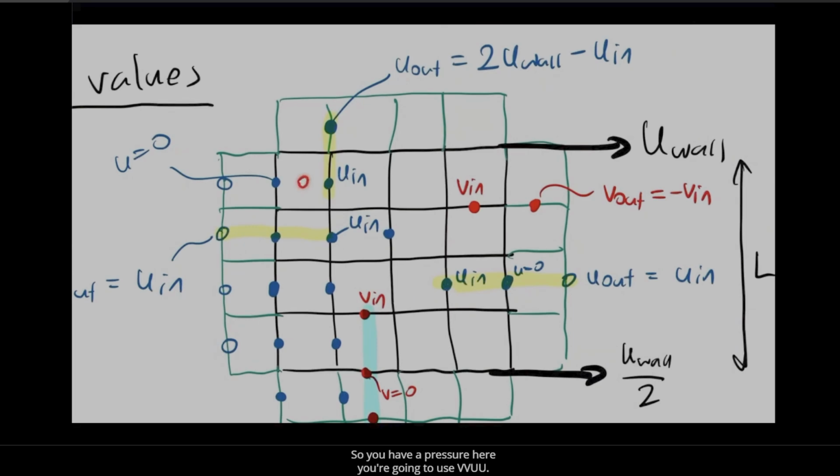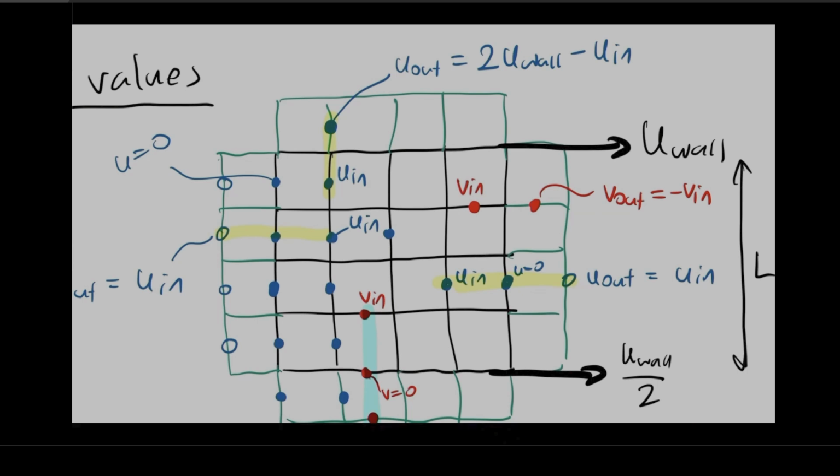So you have a pressure here. You're going to use V, V, U, U. You don't need the ghost cell values. Those are used for flux evaluations, so you don't need to waste your time updating the ghost values. You're right that you updated the velocities, and now you want to use them again. But fortunately, you're not using the ghost cell values for the pressure Poisson equation. You're only using those for the quadratic flux evaluation.